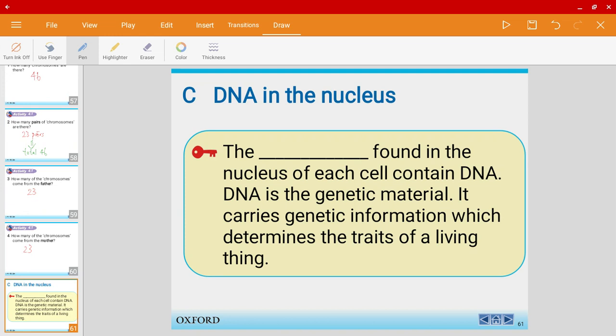Finally, let's summarize so far. The blank found in the nucleus of each cell contains DNA. So what contains DNA, which is also found in the nucleus of a cell? Remember I talked about the four layers? So this should be, yes, the chromosomes. DNA is the genetic material. It carries genetic information which determines the traits of a living thing. Some examples of traits, just to recall, could be eye color, hair color, and so on and so forth.